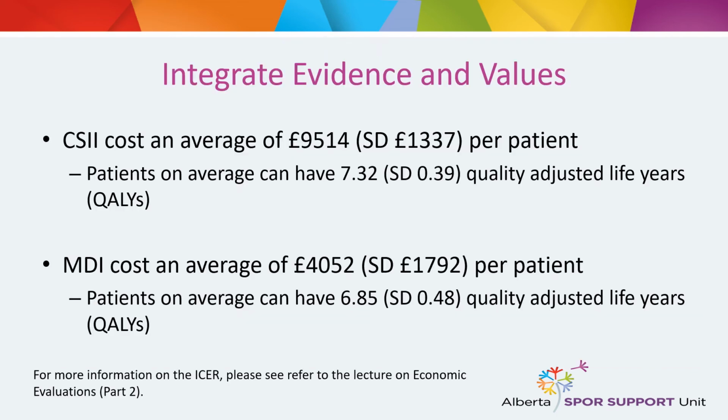The authors calculate the average cost and benefits of each technology. Continuous subcutaneous insulin infusion costs an average of £9,514 per patient, and a patient on average can expect 7.32 quality-adjusted life years. Multiple daily injections cost an average of £4,052 per patient, and a patient on average can expect 6.85 quality-adjusted life years.